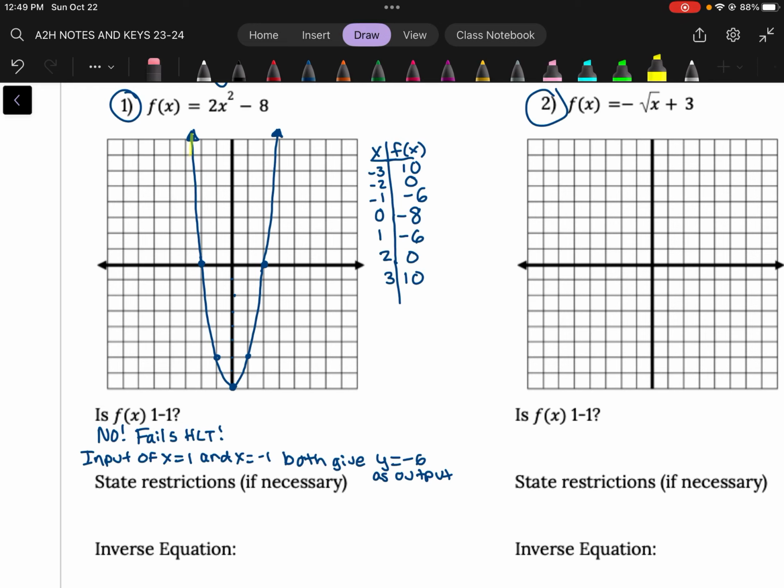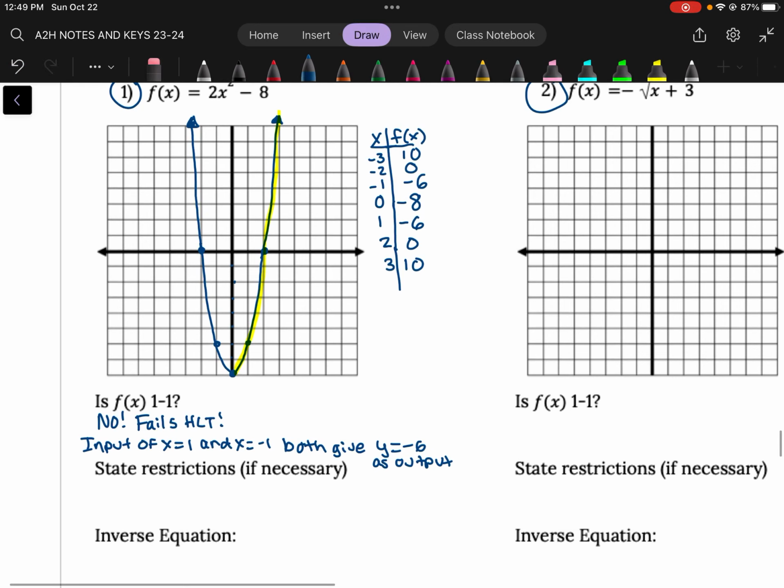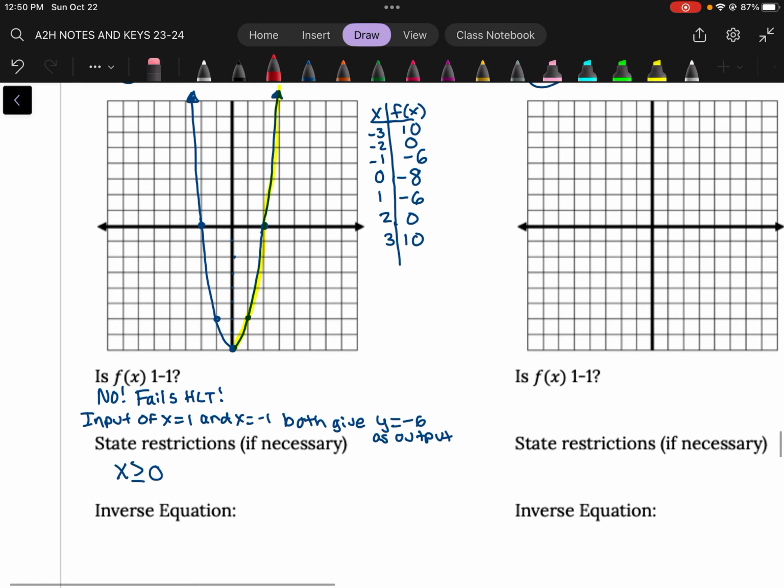Well, technically we can pick two, right? We could either pick this side of the graph to make it 1-to-1, or we could pick this side of the graph, right? I'm going to pick the yellow side right there. I like to take the positive x's, so x is greater than or equal to 0. Technically, just greater than 0 would also work, but it's not a problem if we take 0 as well. So I'll take that, okay? And that means that I'm really focusing on these values here, right? So when I make my inverse, those are the ones that I'm going to use to make it.